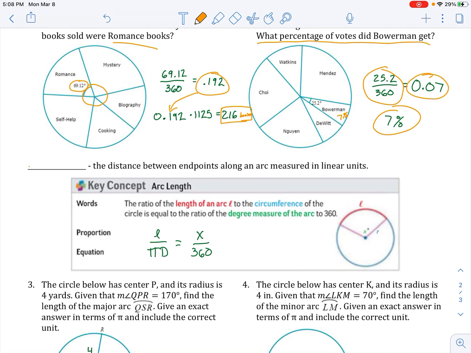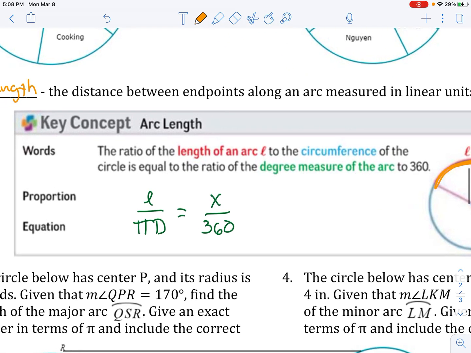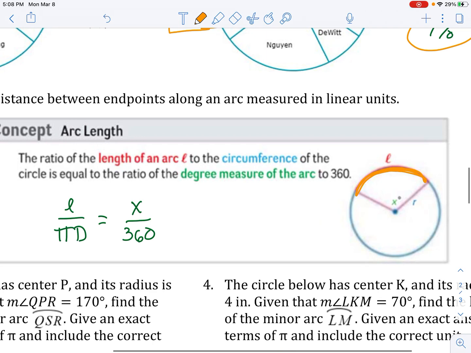Continuing, arc length. The arc length is a length, it's just basically a section of your circumference. I'm only talking about this right here, for example, if I'm looking at the arc length. To figure this out, we need to set up a proportion, and the proportion looks like this.